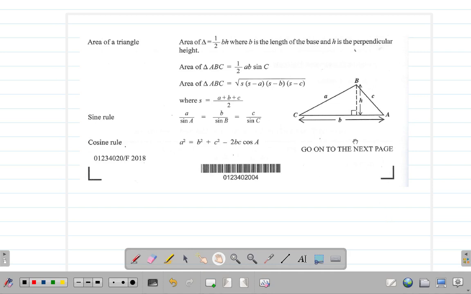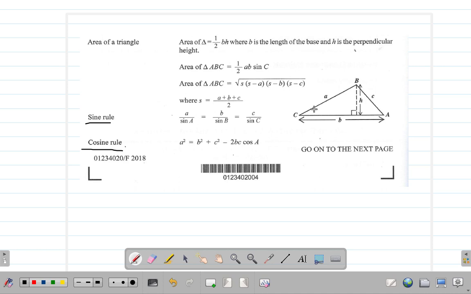Let us talk a bit about the sine rule and the cosine rule. Now, this is a copy of a section from your formula sheet, the list of formulas that you will find in paper 2 of the CSEC mathematics paper. Here we have a triangle and you have the sine rule.